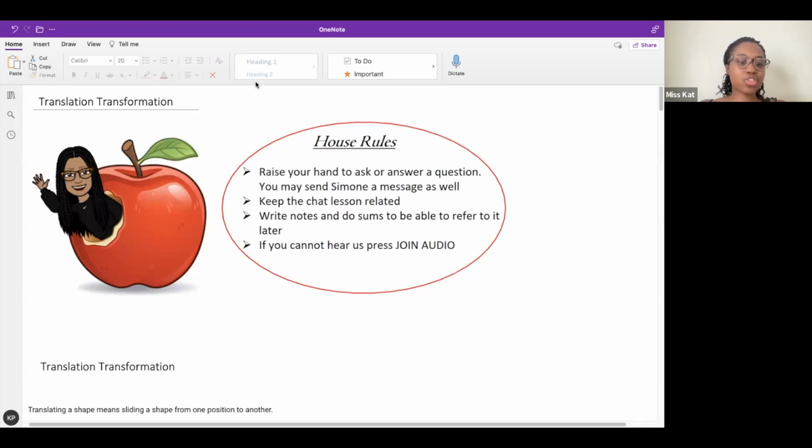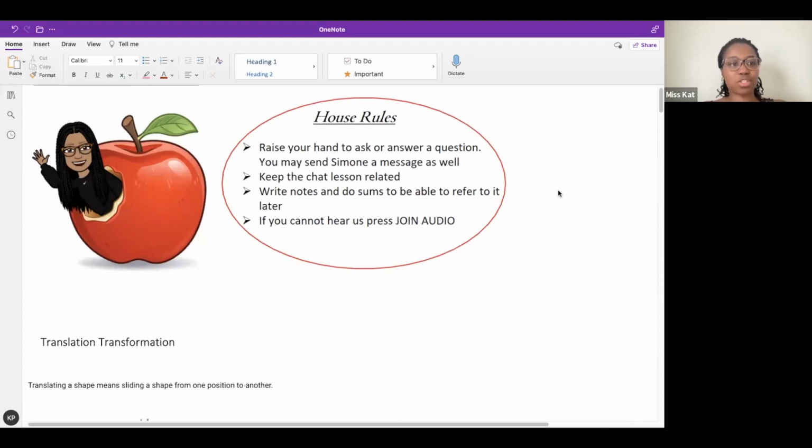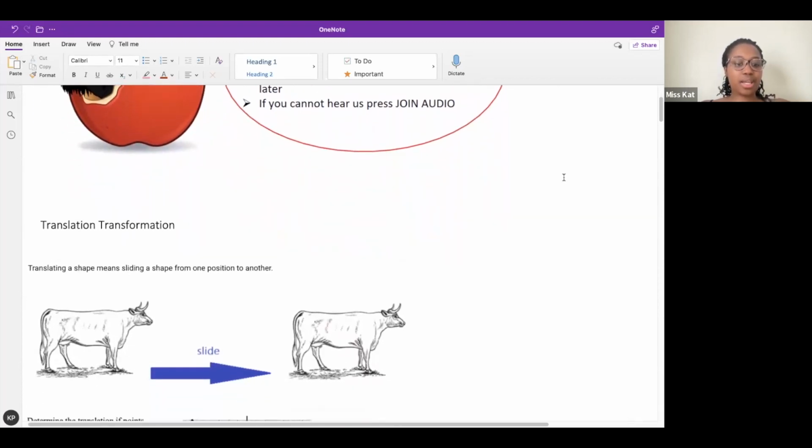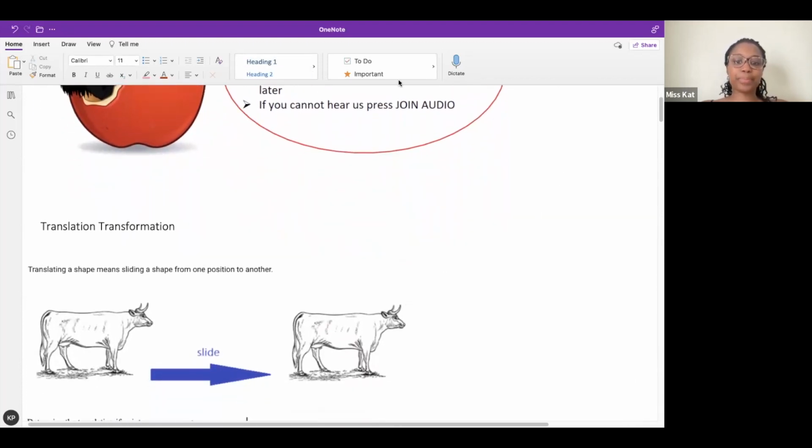So today we're working with translation geometry. That is the first of the transformations that we will do. Okay, so translating a shape, any shape, in this instance, our shape is our cow. I don't know who came up with this, guys. I promise you I didn't choose a cow.